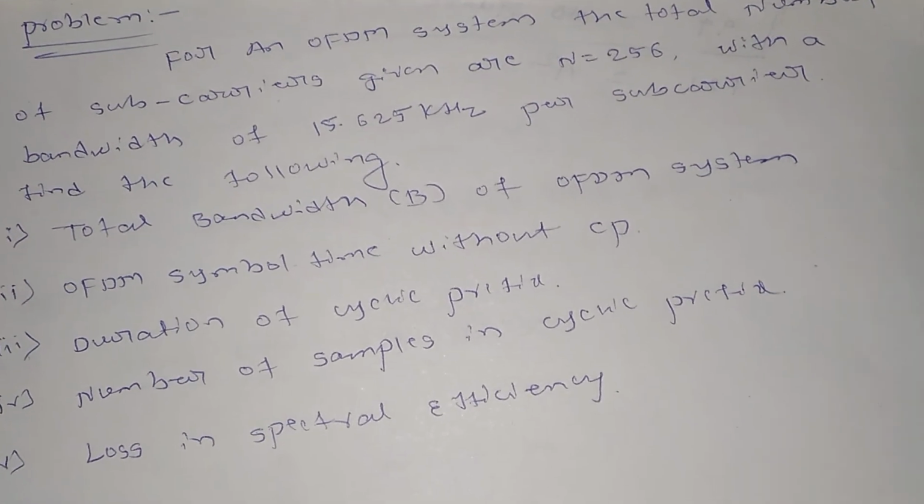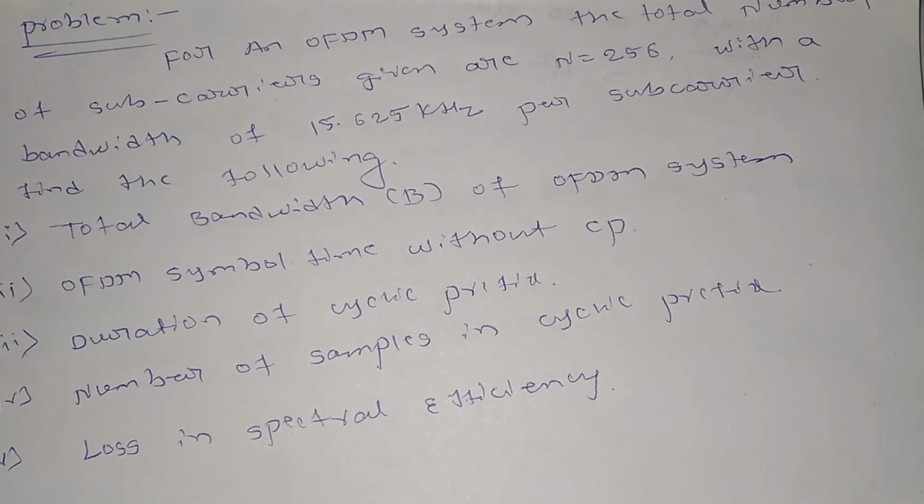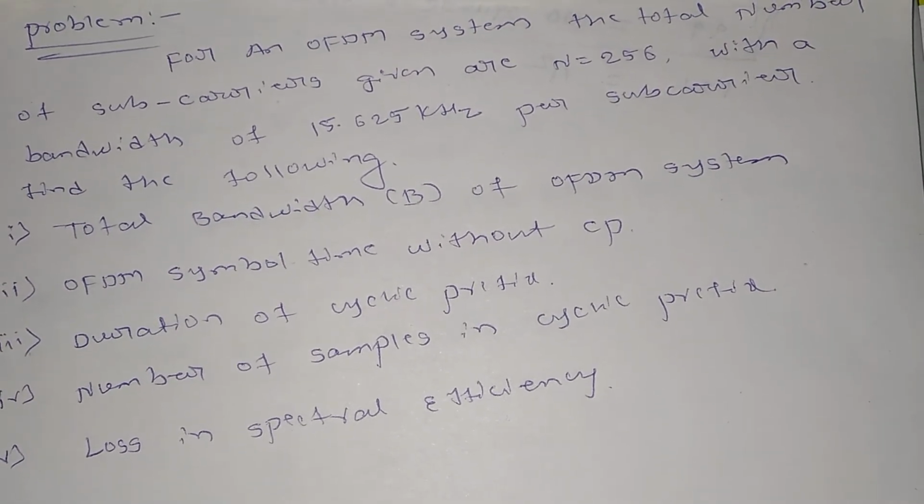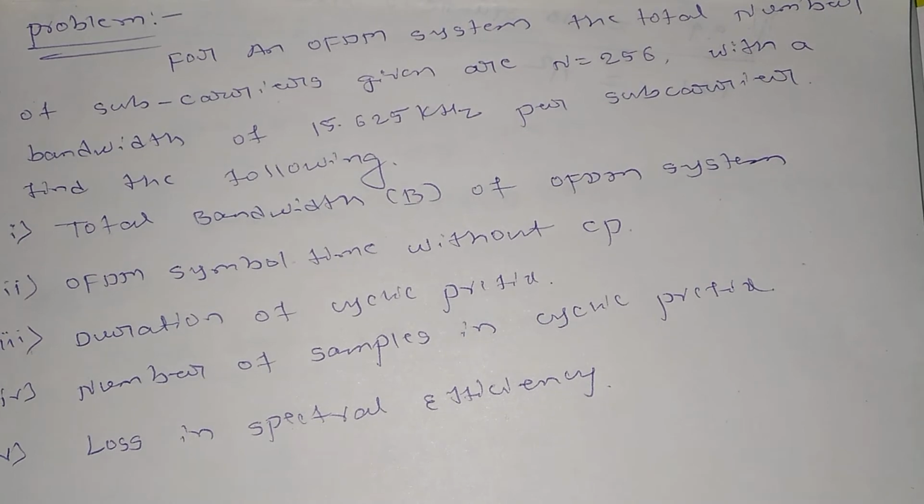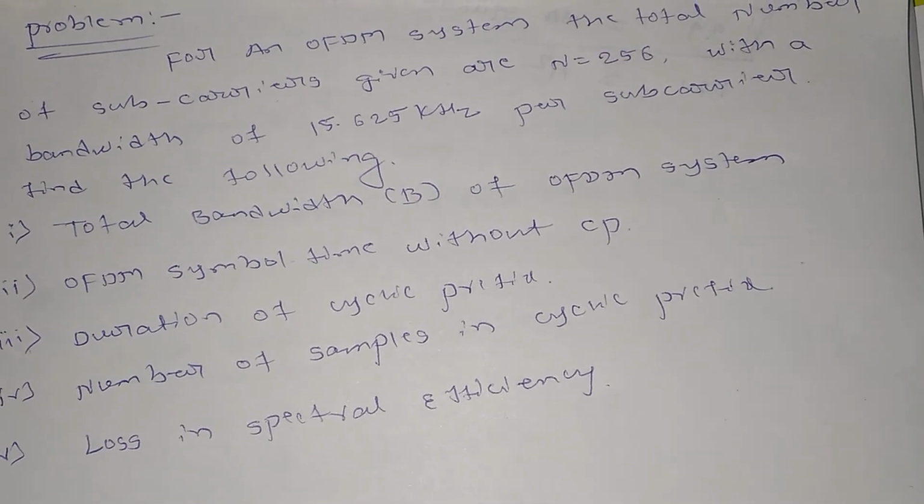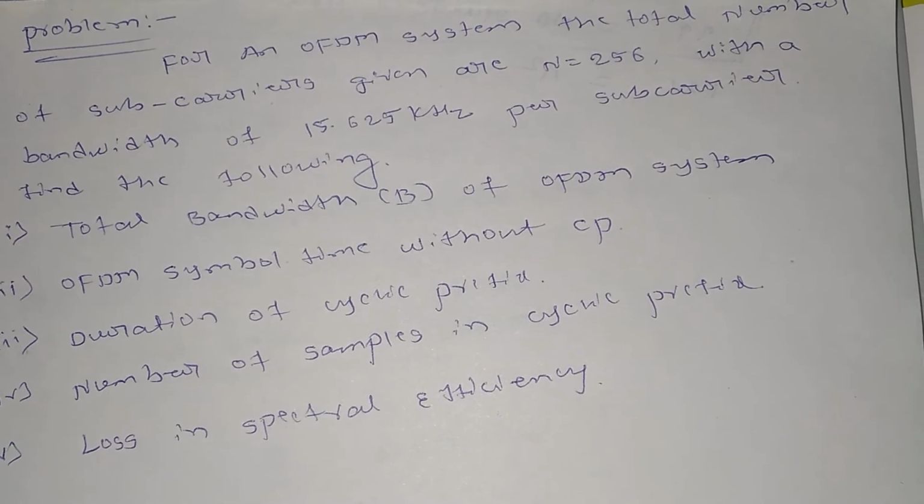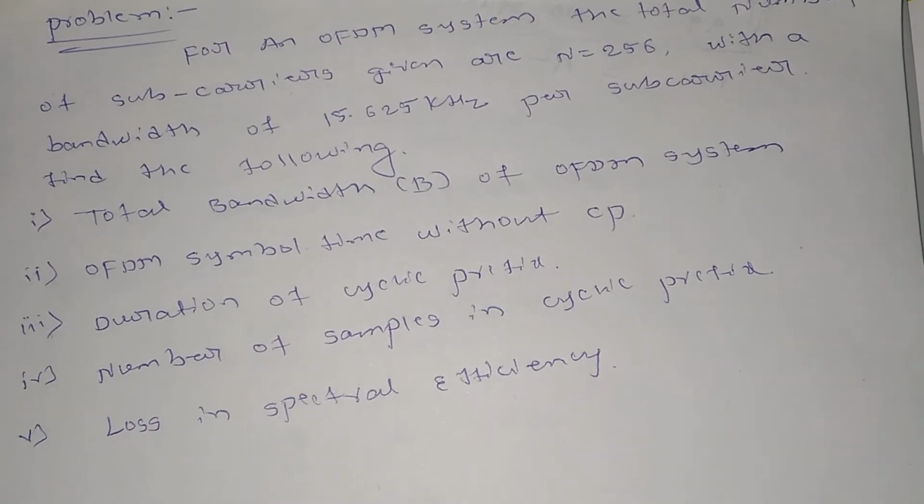So today we are going to discuss a problem on OFDM system. So the problem is something like this. For an OFDM system, the total number of subcarriers given is N equal to 256 with a bandwidth of 15.625 kilohertz per subcarrier. Find the following. So they are asked to find out these things.